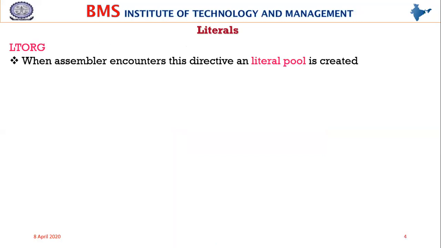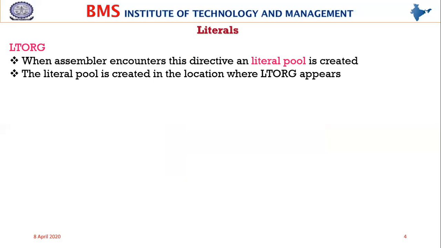And these literals need to be allocated memory space. That can be done by using LTORG, which is an assembler directive. LTORG creates a literal pool in the place where this assembler directive appears in your program. Suppose at address 1003, if you have found an assembler directive LTORG, the literal pool for all the directly used character constants and string constants as literals will be allocated memory. So that's the task of LTORG.